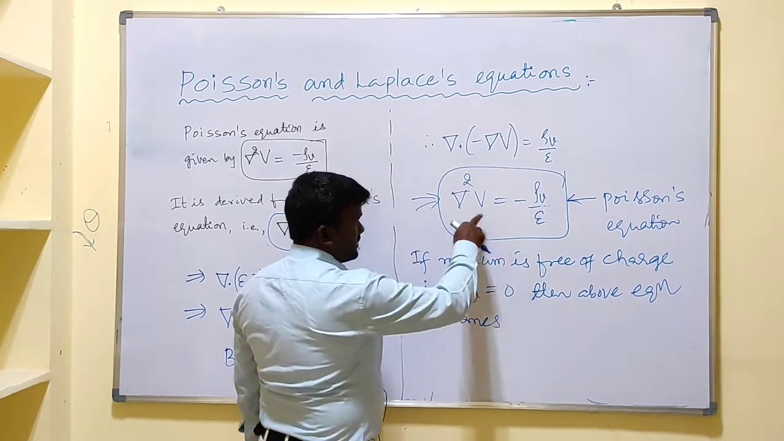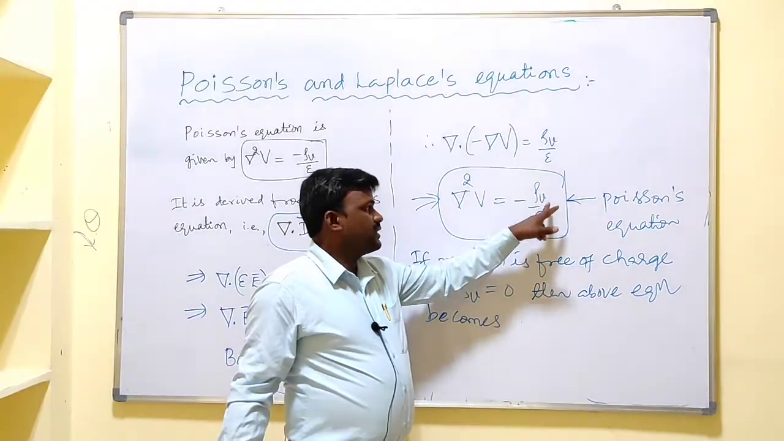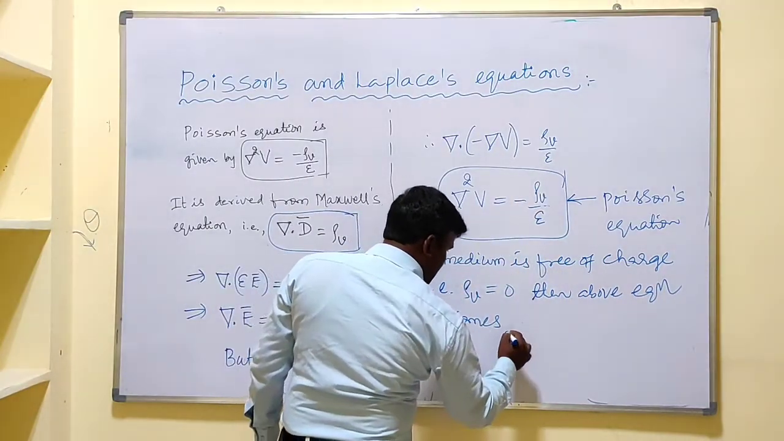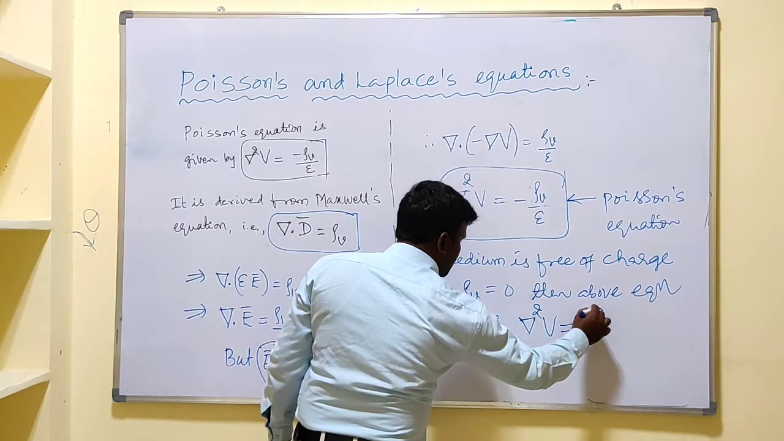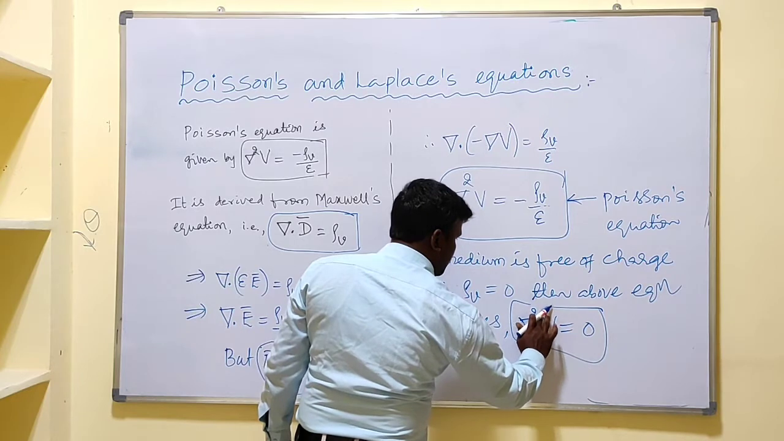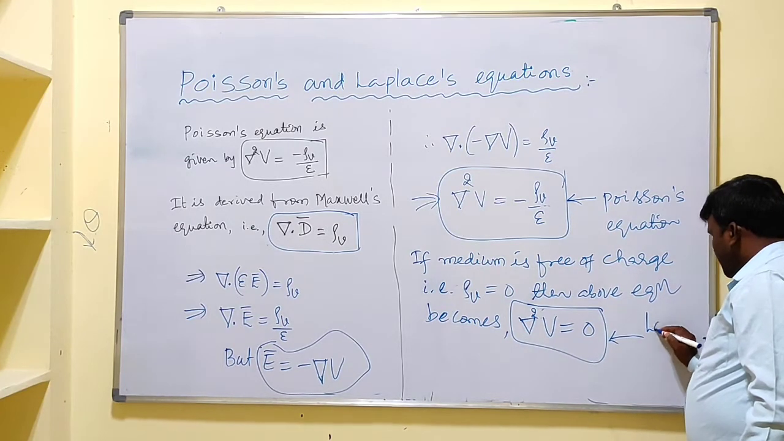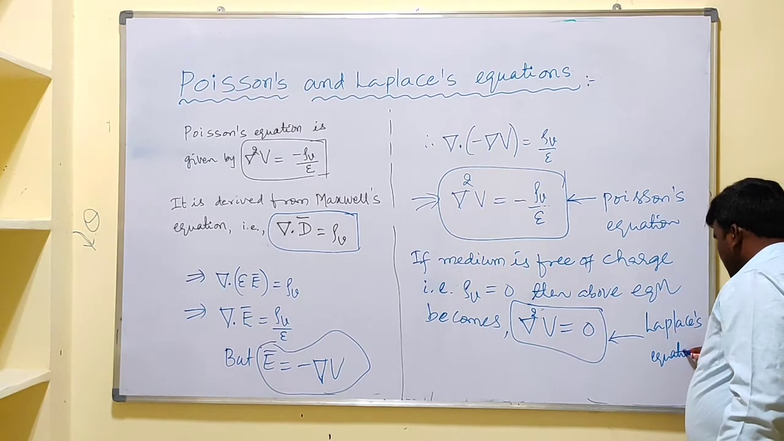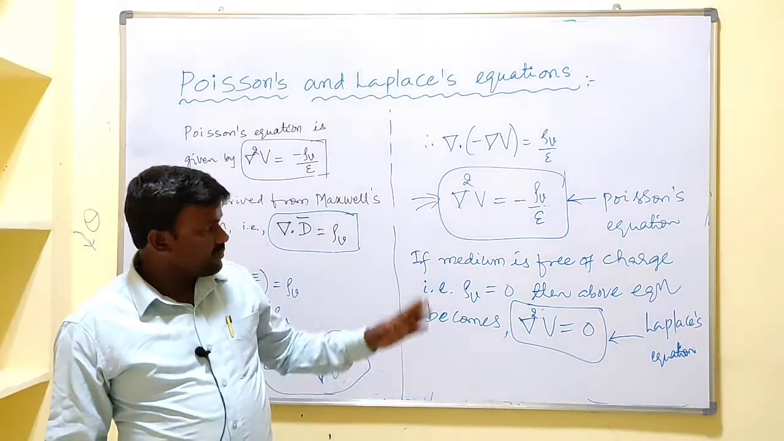if the medium is free of charge, there is no charge. In that case, charge q is 0, and as q is 0, rho V is 0, charge density is 0. Then the above equation becomes del square V equal to 0. This equation is called the Laplace equation. What is Laplace equation? Laplace equation is nothing but a special case of the Poisson's equation.